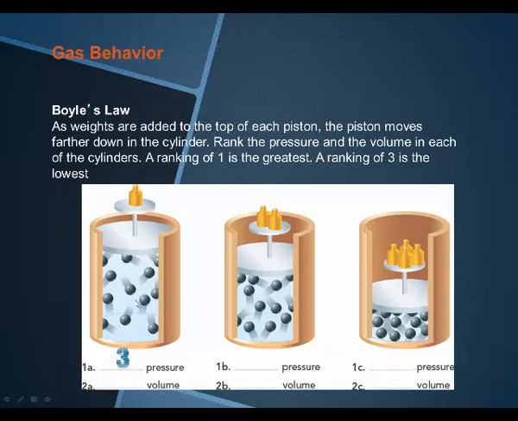The molecules aren't in contact with the wall as often, therefore the pressure would be lower. 1B would be somewhere in between the two. And then 1C, the pressure would be the greatest. All of the molecules are confined into a smaller area. Volume, on the other hand, this picture would have the greatest volume. The second picture would have somewhere between the two, and the third picture would have the lowest volume. Takes up less space.